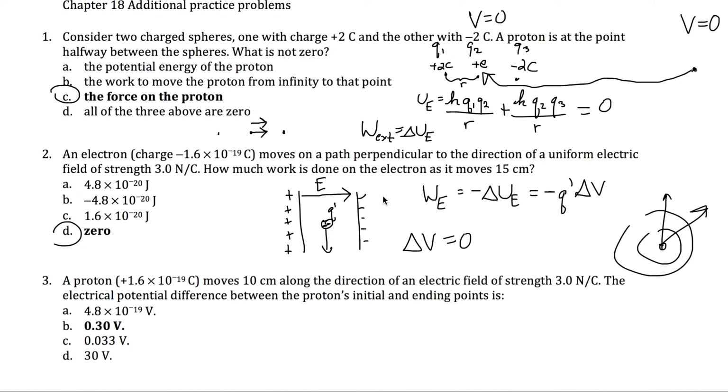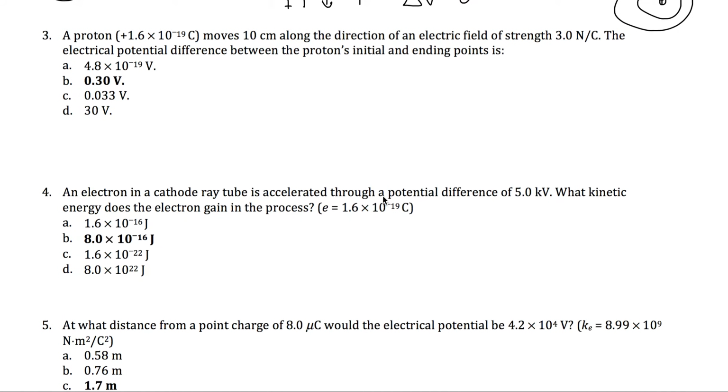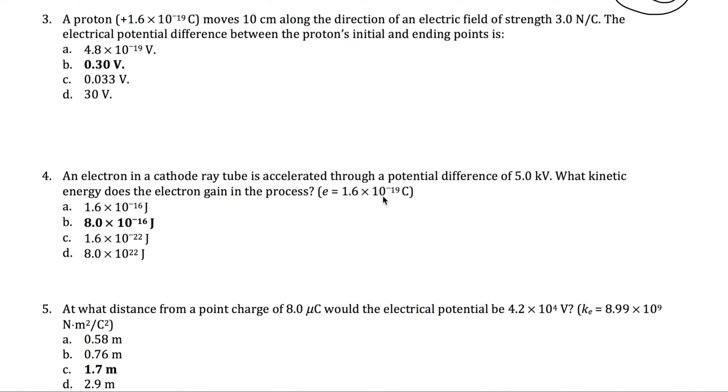So let's start with number 3. We have a proton moving along the direction of the electric field, and we want to know what's the potential difference. Although you could probably do this by plugging numbers into an equation, I like to always picture what's going on. I'm going to draw my high voltage and my low voltage. The electric field points to that low voltage or low potential.